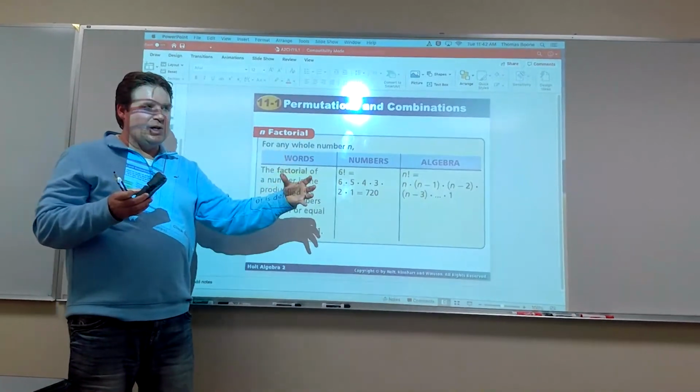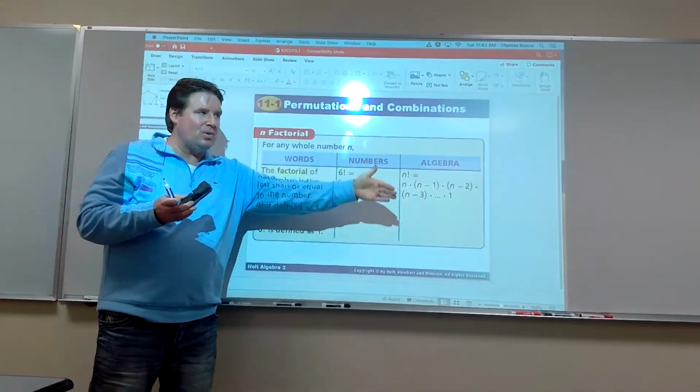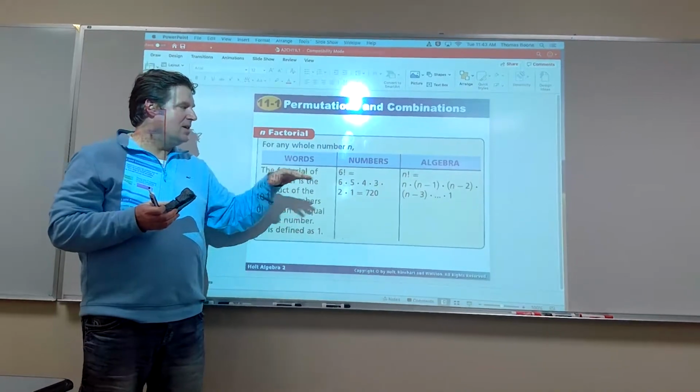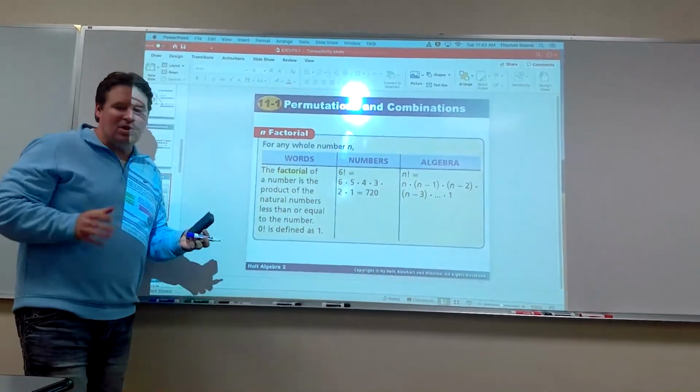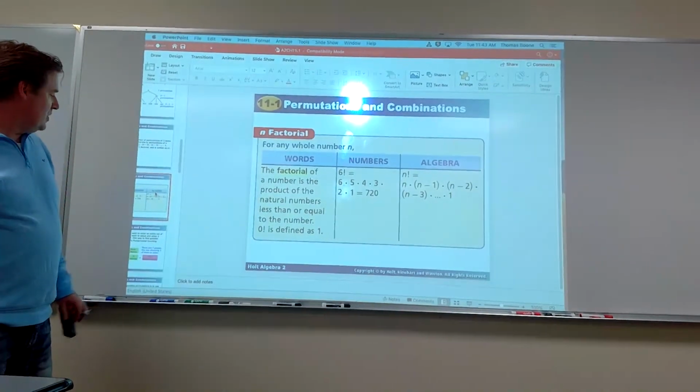Well, you have 6 choices for the first spot. Then you have 5, 4, 3, 2, 1. That tells you all your number of choices. So that's the factorial. Now, that's how you can compute the number of permutations that you have. But there's also a better way, and we're going to show you that on the calculator.